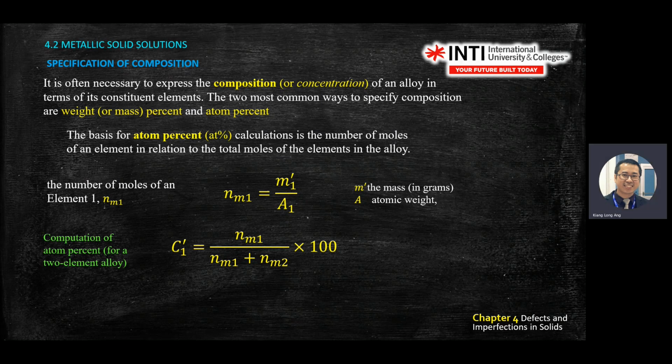You take mass divided by atomic weight. Atomic weight, you refer to the periodic table. Again, the atomic weight also totals 100%. So you only need to change the top one. Let's say C prime 1, you get 40%, the second element you will get 60%. Okay, total 100%.